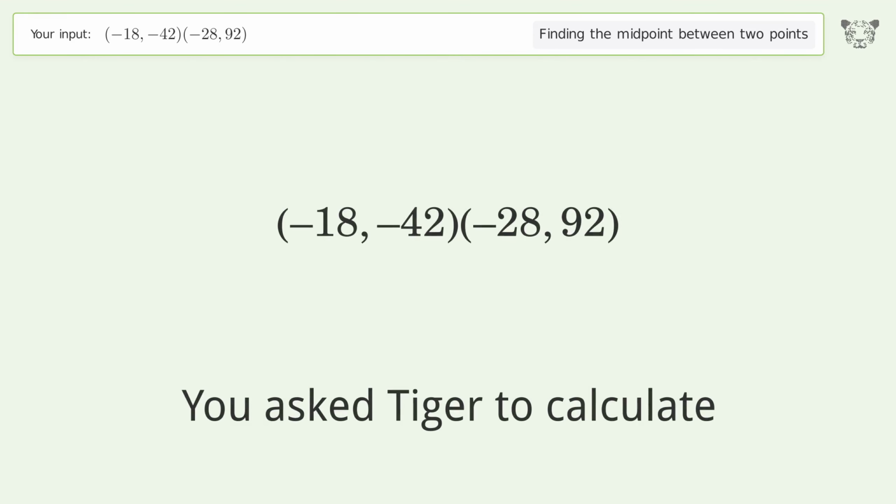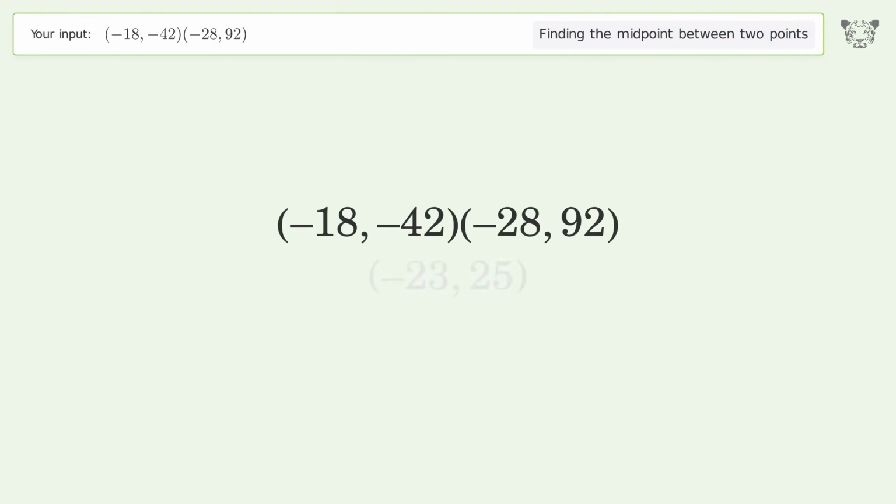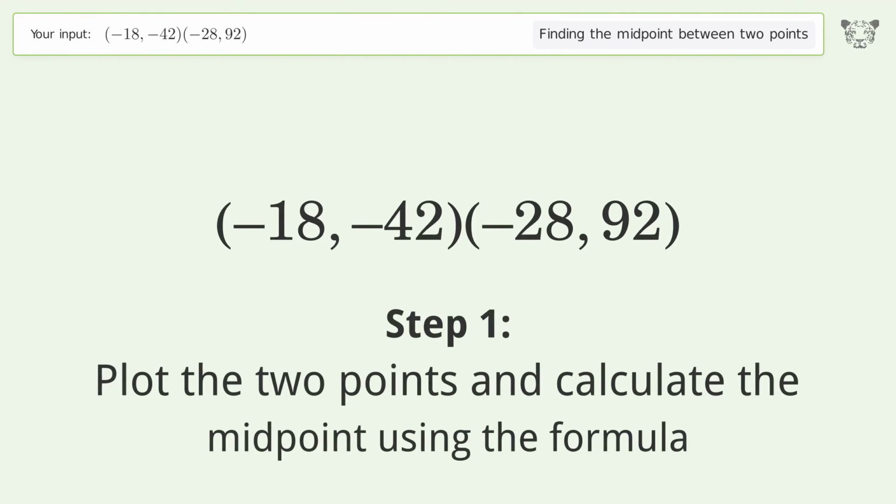You ask Tiger to calculate. This deals with finding the midpoint between 2 points. The midpoint between the 2 points is negative 23, 25. Let's solve it step by step. Plot the 2 points and calculate the midpoint using the formula.